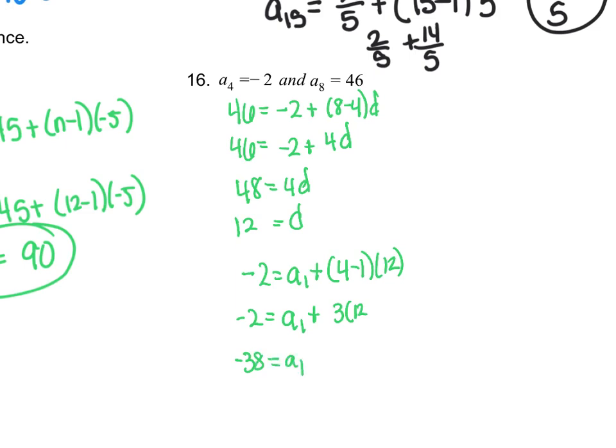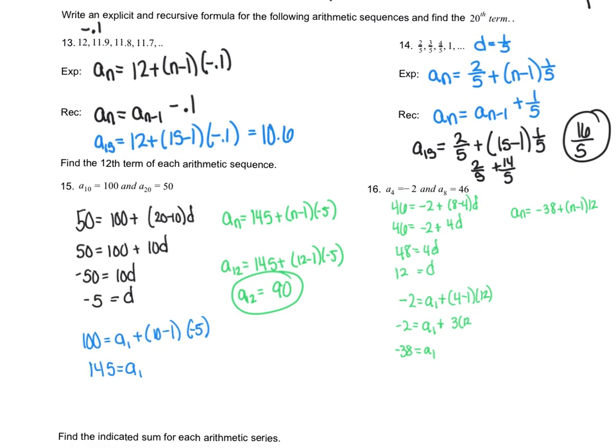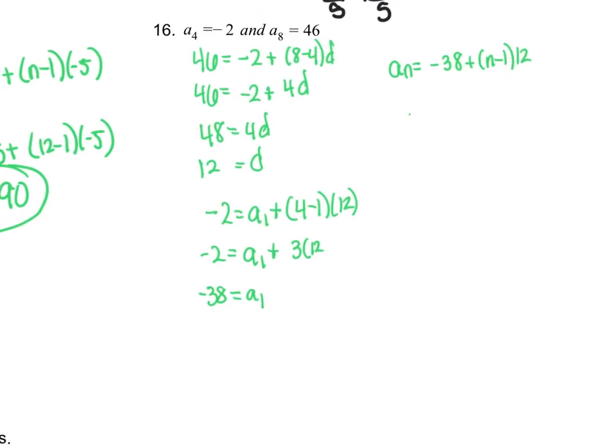So my equation would be a sub n equals negative 38 plus n minus 1 times 12. So I'm going to use that to find my 12th term. So a12 equals negative 38 plus 12 minus 1 times 12. So my 12th term is 94.